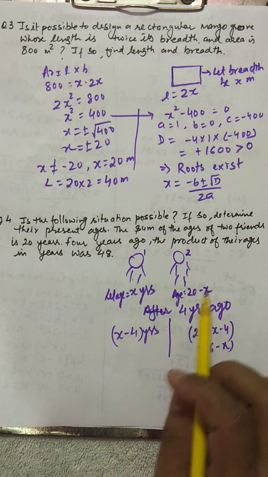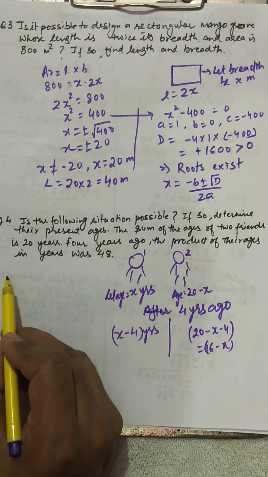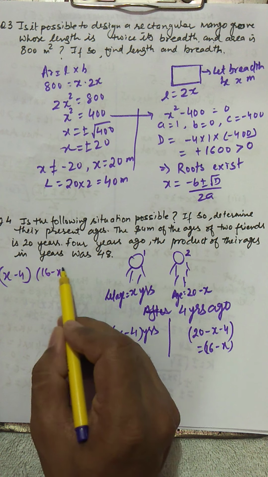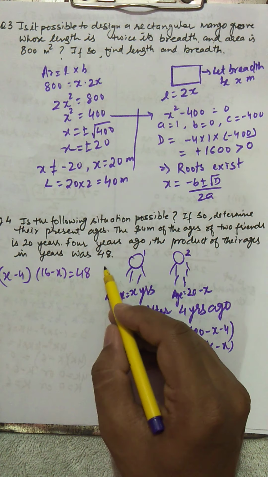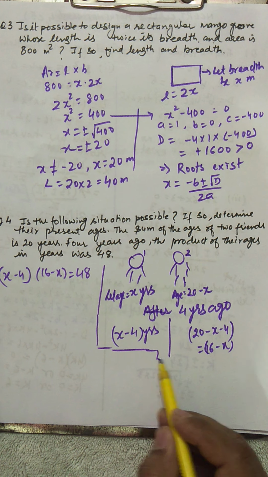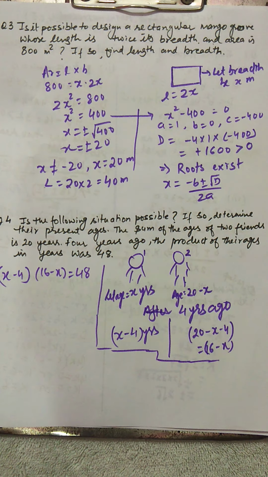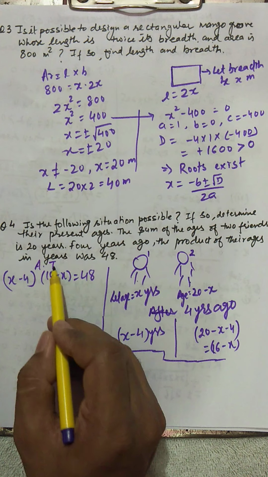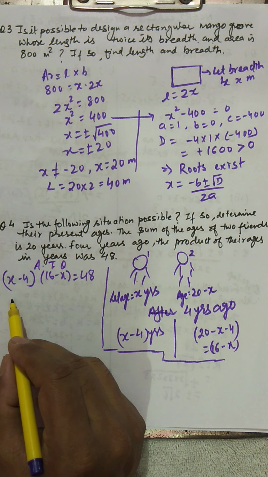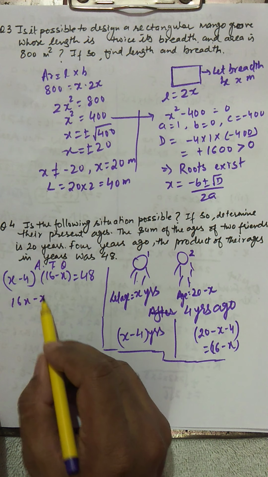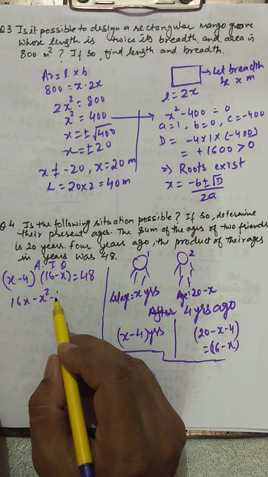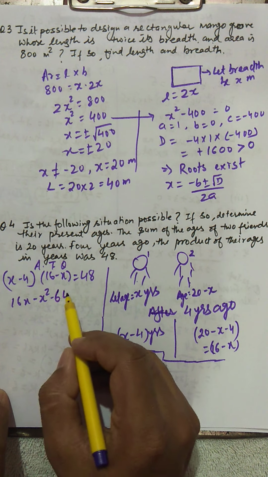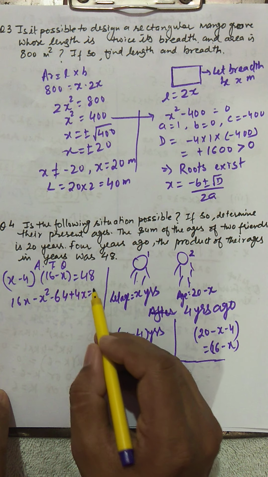Now they are saying the product of their ages is 48. So we can find the product: x minus 4 into 16 minus x is equal to 48. So this way we have to form the quadratic equation, and we have to see whether the roots exist or not, and which kind of roots are existing. So according to the question, you open this: this is 16x, and this is minus x square, minus 4 into 16 is 64, and minus minus plus 4x, this is equal to 48.